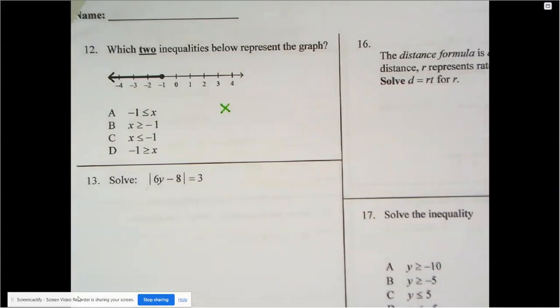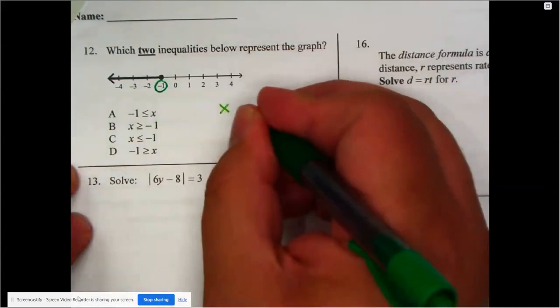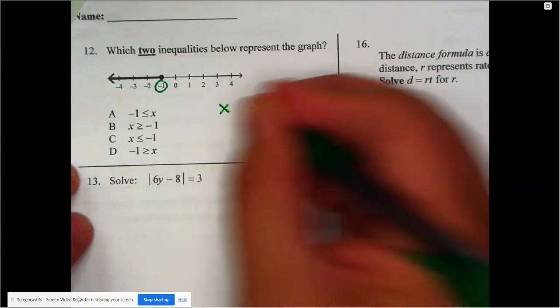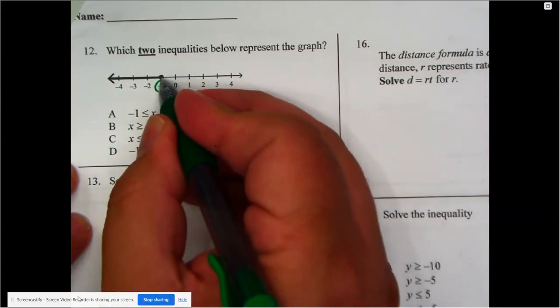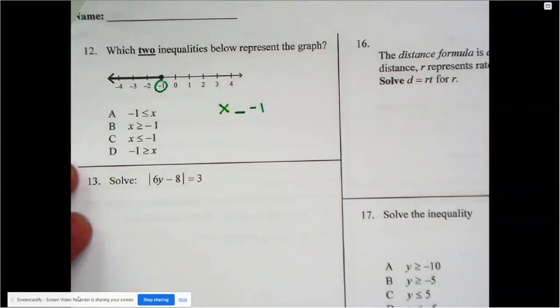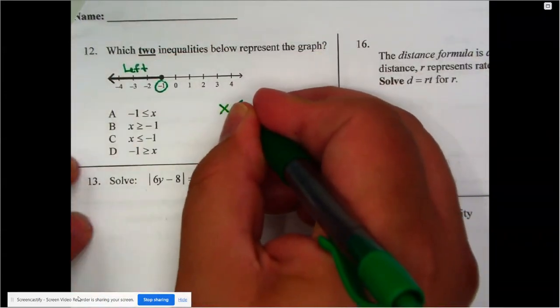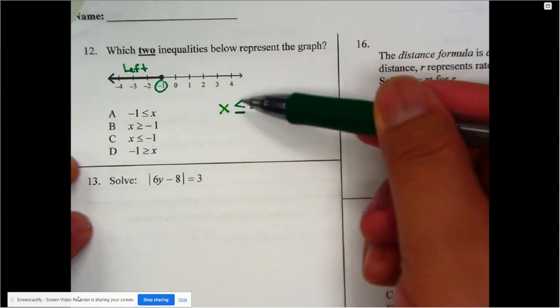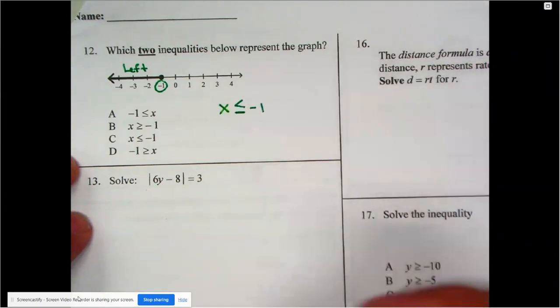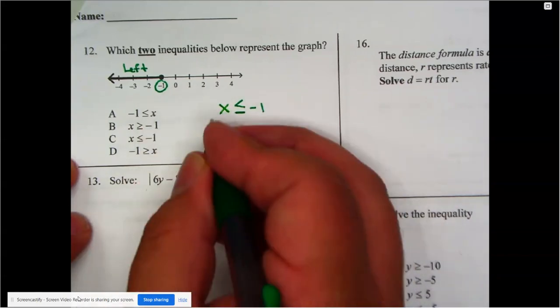So there's the X. We know the number -1 is what's important. So there's the -1, and it's filled in. They filled in that circle. So we know we need an equal to. And finally, it goes to the left. And if it's going to the left, my X is going to be less than because my shading is going this way. So now let me very carefully pick it. X is less than or equal to -1. All right, there it is.